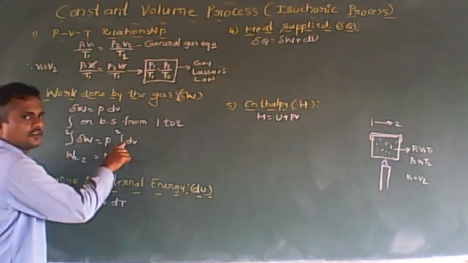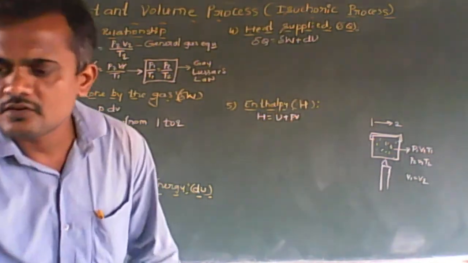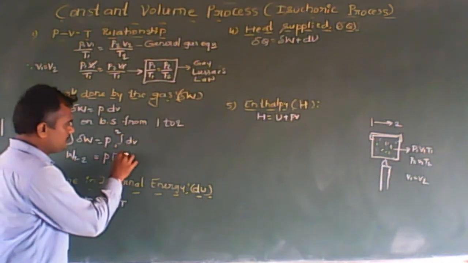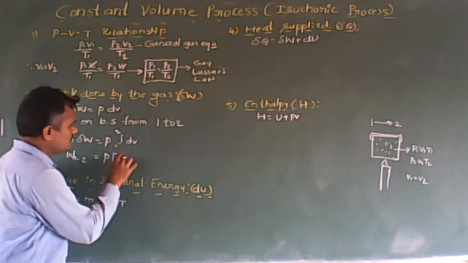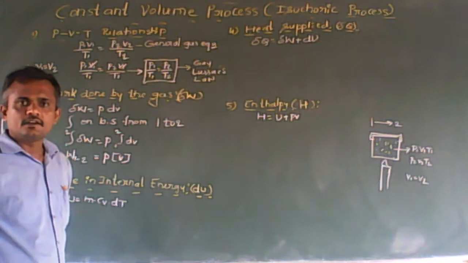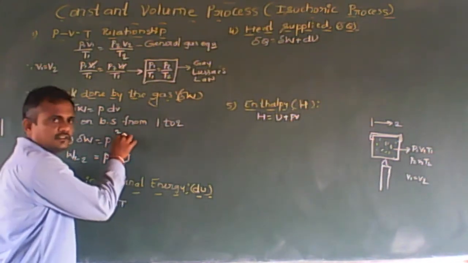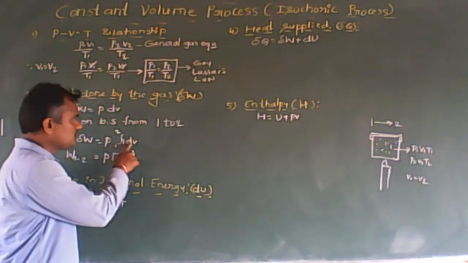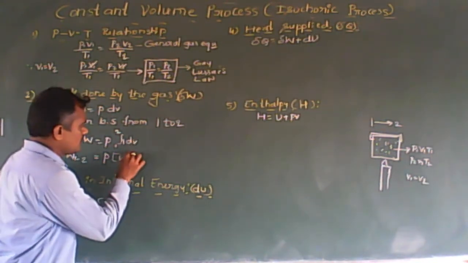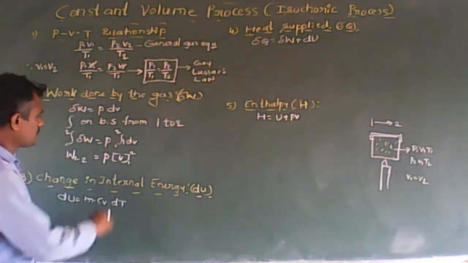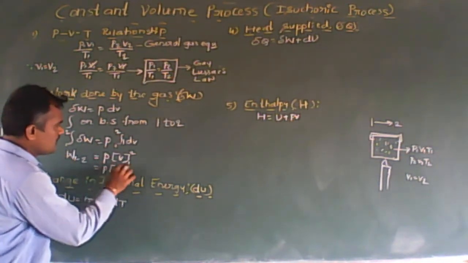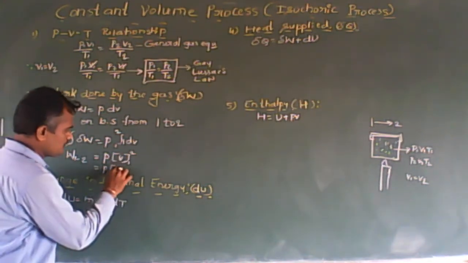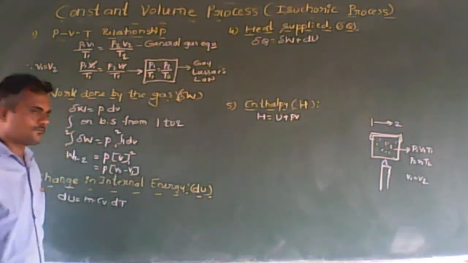Integration of a constant with respect to dV becomes V. Integration of a constant, here if nothing is written we can take it as a 1. So integration of 1 with respect to dV is V, from 1 to 2. Afterwards, when we expand this integration bracket, it becomes upper limit V2 minus lower limit V1.